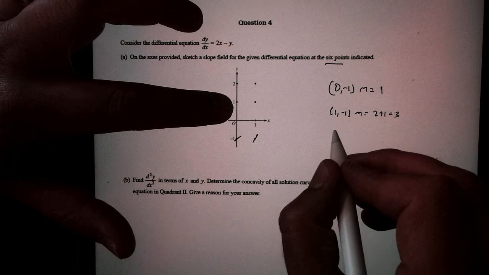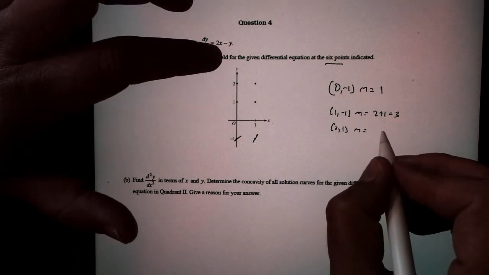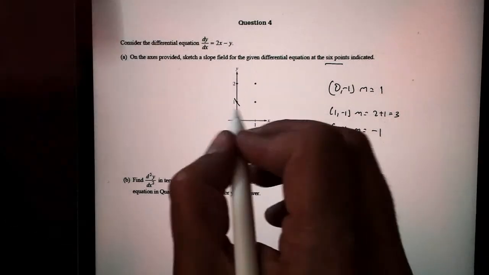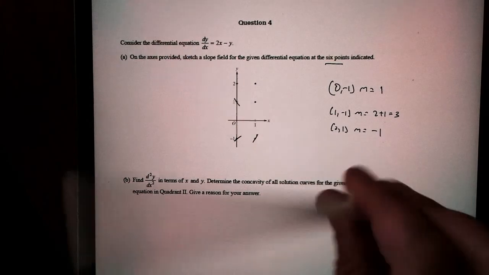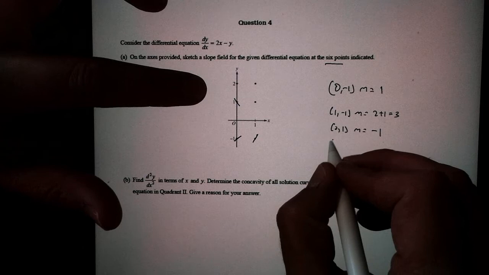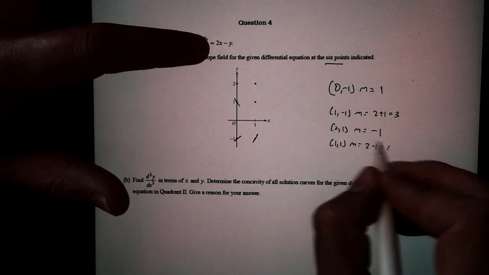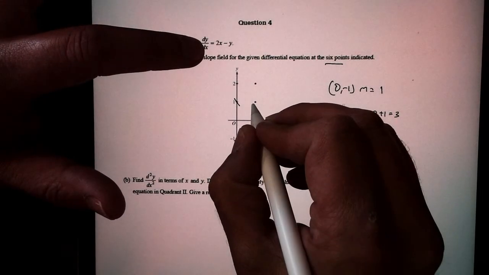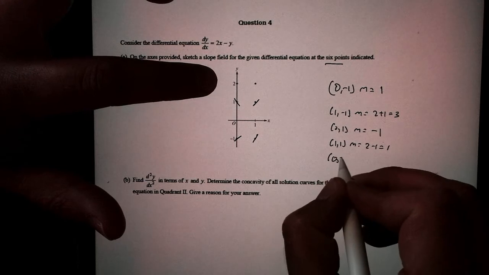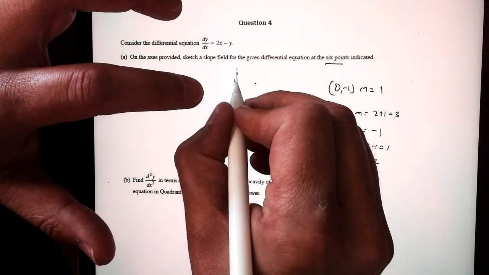My next one is (0, 1). My slope here is going to be 0 minus 1, so that's just -1. You don't have to be so accurate, we just want a good approximation. No arrows, just little lines. And then my next one is at (1, 1). This is going to become 2 minus 1, which is 1. The next one that they give is (0, 2). That's going to be a slope of just -2, a little bit steeper than that. It doesn't have to be perfect.